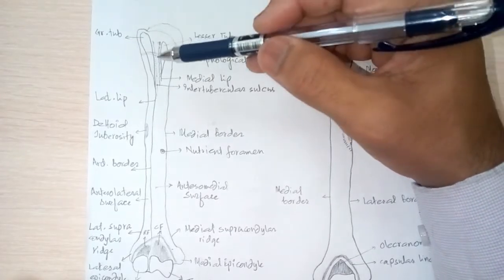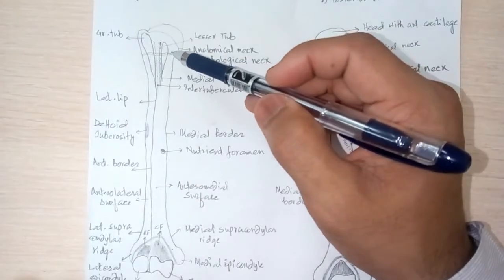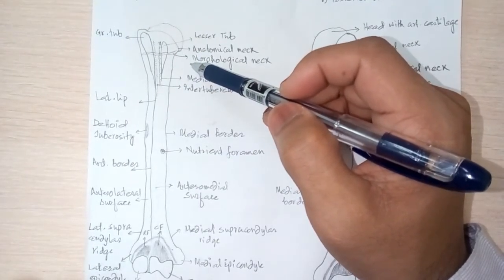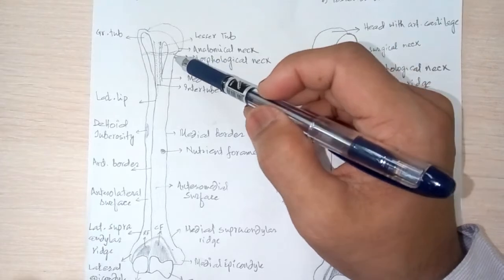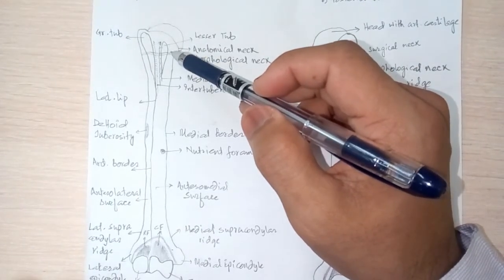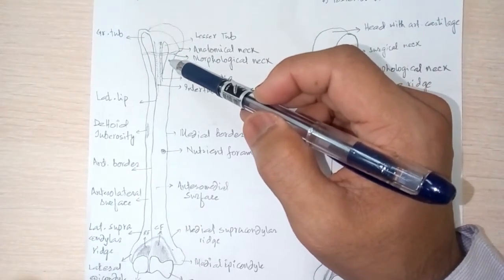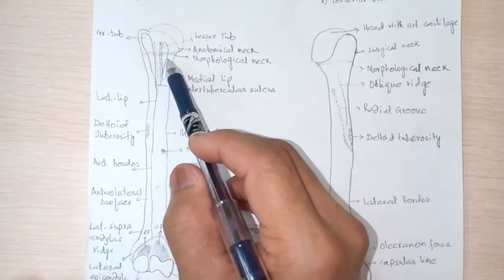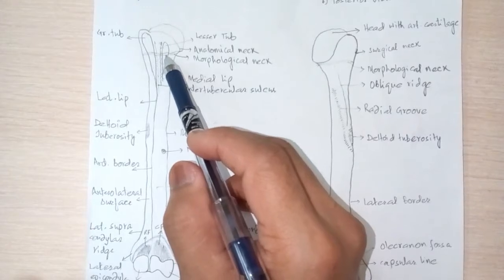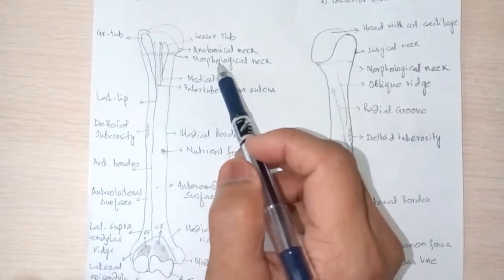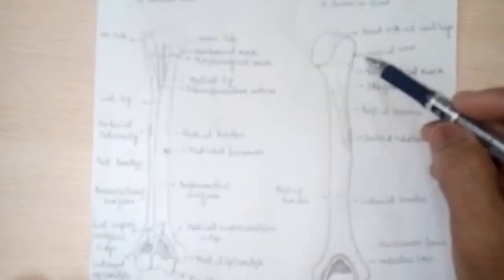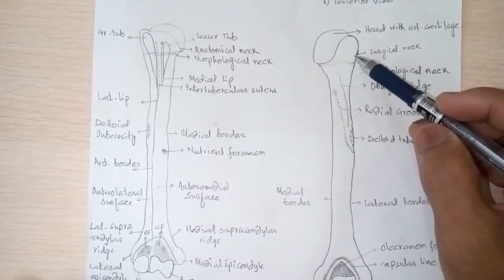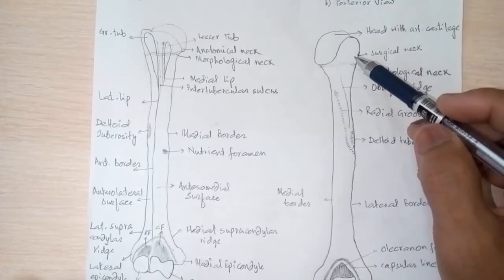And the line separating the upper end of the humerus from the shaft is called the morphological neck. This morphological neck lies 0.5 centimeter above the surgical neck. So we have the surgical neck here, and only 0.5 centimeter above it is the morphological neck. We see here where the surgical neck is actually located on the posterior view.